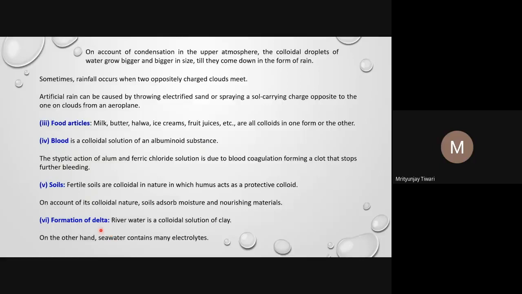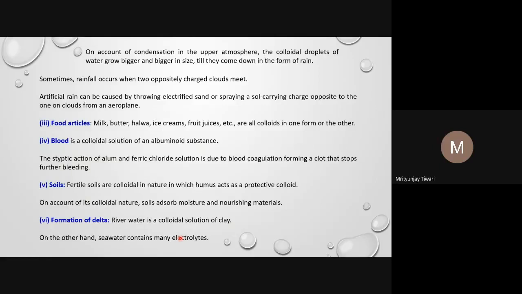The formation of a delta is also because of this coagulation. We see coagulation of the colloid. The river water is a colloidal solution of clay. The silica particles are there in the river water, as a colloidal solution of clay. On the other hand, seawater contains many electrolytes, salty in taste, and so many electrolytes are there.